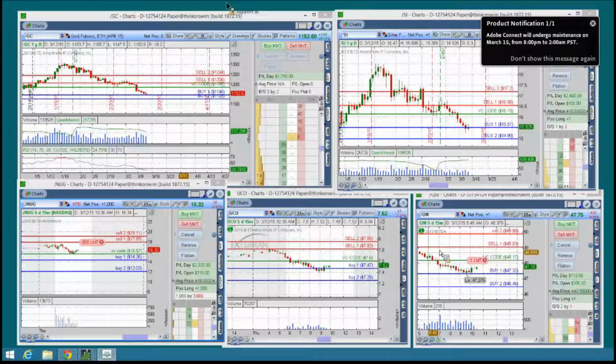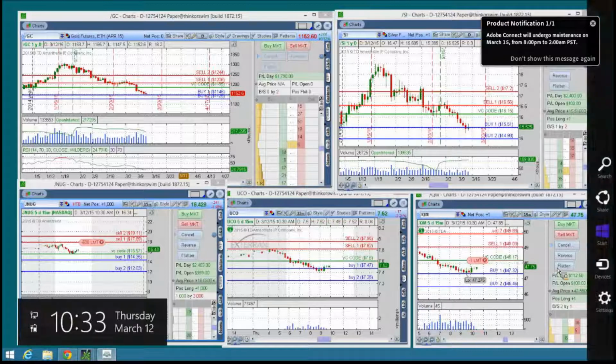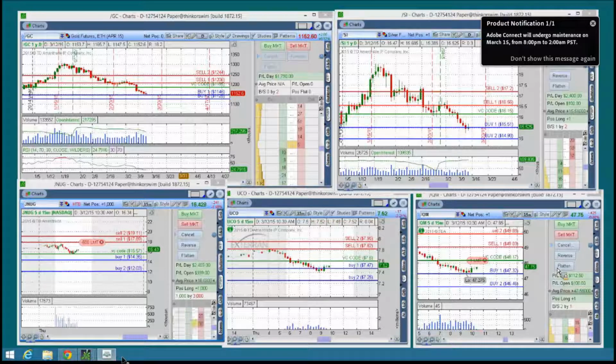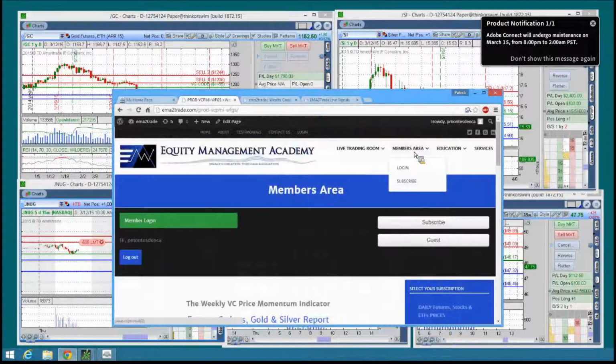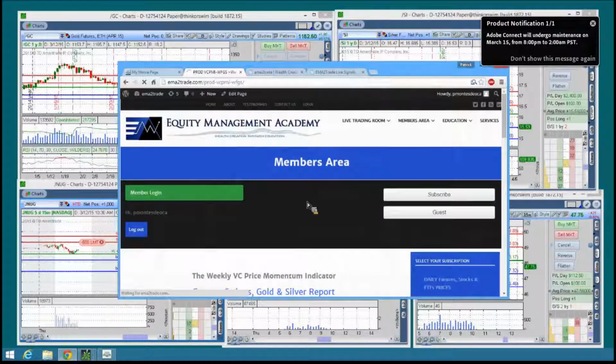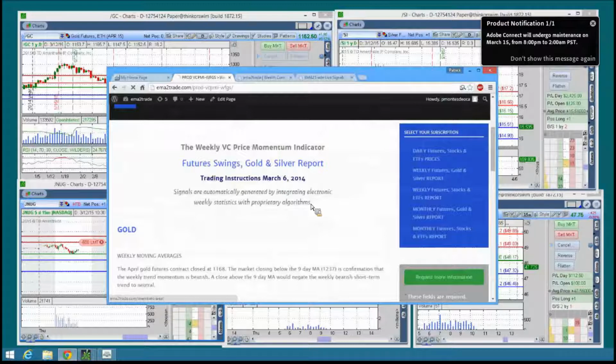But one of the things that we do here in the live trading room, which is I believe what makes us different than any other room out there, is the fact that we make a point of preparing our subscribers before the market for the following day. Our subscribers get a password that they come in to the website here. They click on login, and it allows them to log into the members area that you see here.